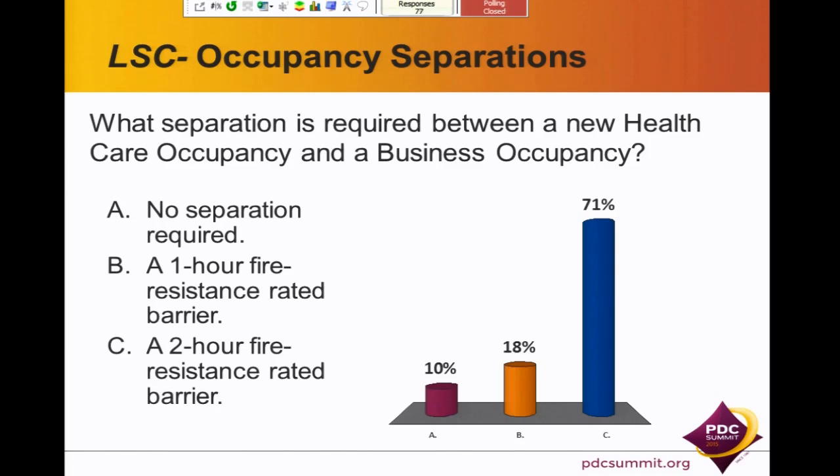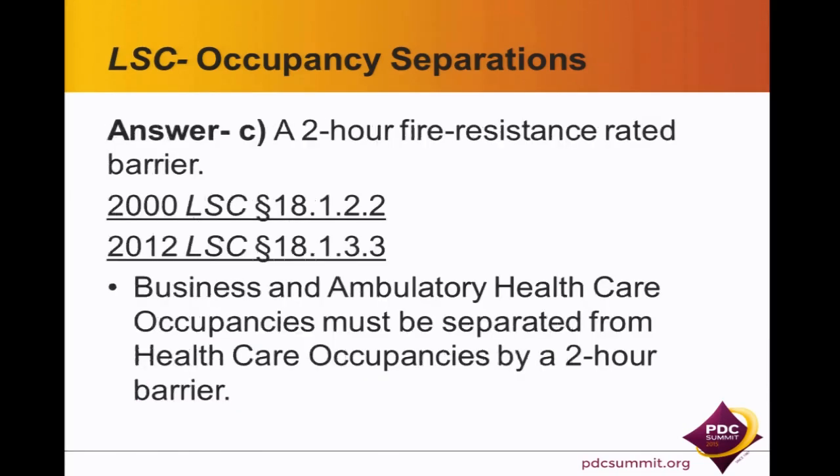All right, now we're on good track. Yes, the correct answer is C, a 2-hour fire resistance rated barrier. And that's required between both new healthcare and ambulatory, as well as new healthcare and business occupancies.